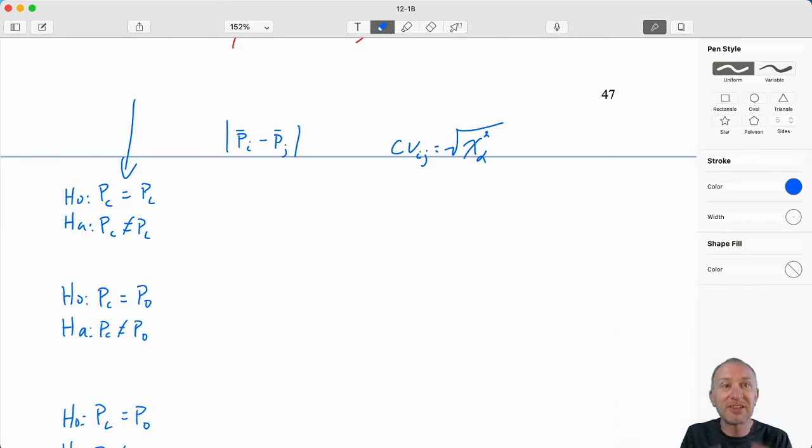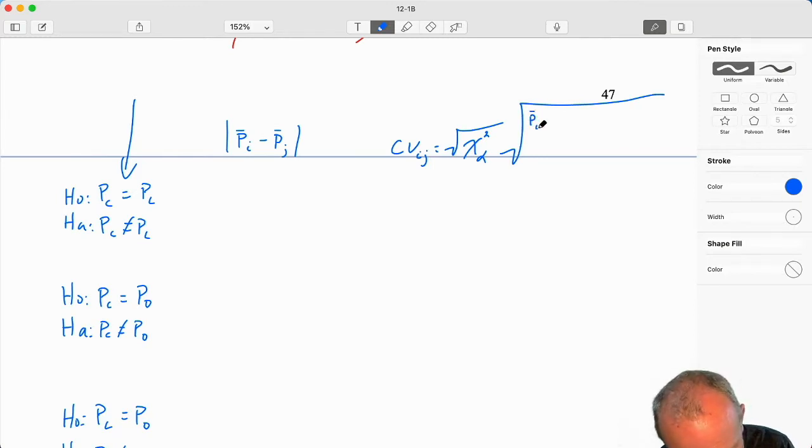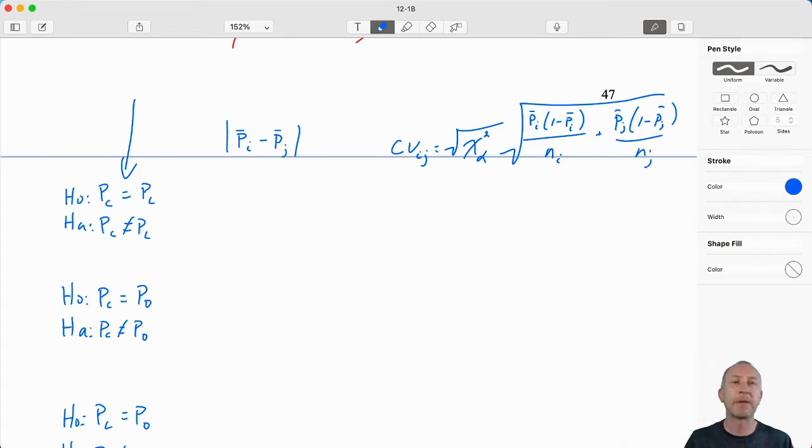So this is that critical chi-squared for alpha, the same critical value from our test. The square root of that multiplied by, and here's where it gets a little bit tedious, p bar i times 1 minus p bar i over that sample size, plus p bar j times 1 minus p bar j over that sample size. So again, for each of our pairs, we're going to have a different critical value because those sample proportions are all different. So let's go ahead and calculate our test statistics.